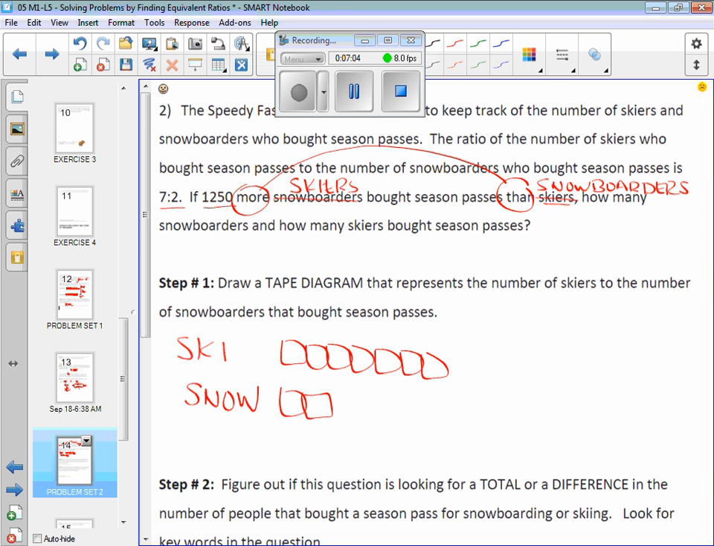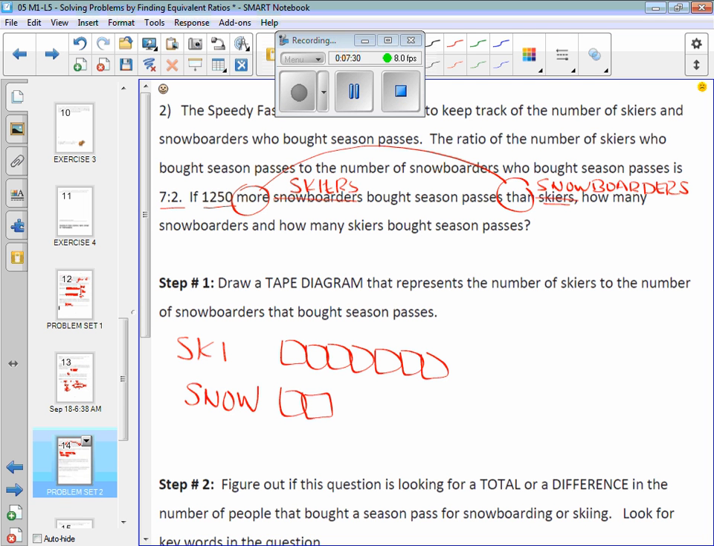Okay, there's my 7x2 tape diagram. Key question: is it total or difference? And how do you know? Without looking ahead, because the next step will tell you. Without cheating. Total, because it says how many snowboarders and how many skiers. No. Nope.